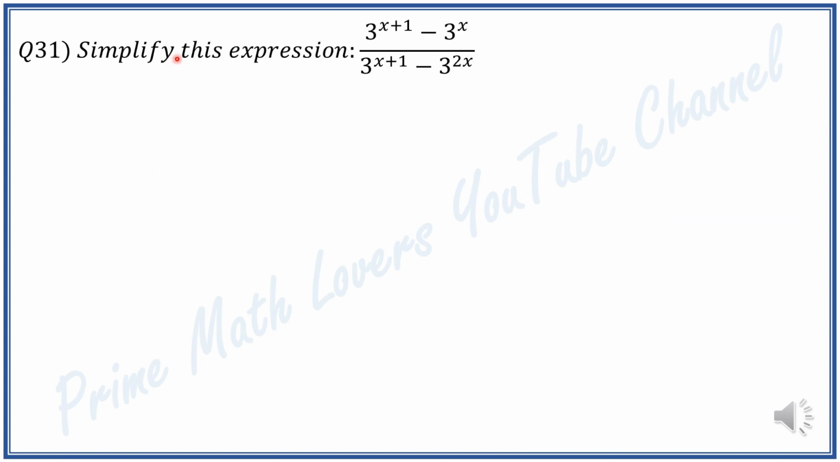Question 31. Simplify this expression. 3 to the power of x plus 1 minus 3 to the power of x, divided by 3 to the power of x plus 1 minus 3 to the power of 2x.